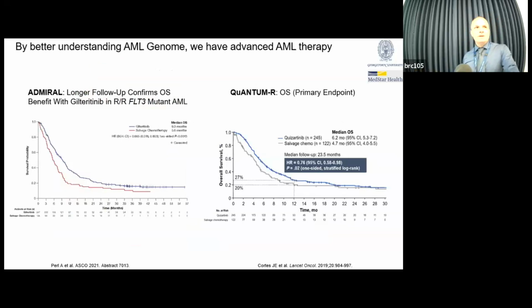This is important because from the therapeutic window, we can incorporate part of these medications. You have the result of the ADMIRAL trial incorporating gilteritinib, and you can see a significant improvement in the survival for patients when it's given as a single agent. To your right, you have the QuANTUM-R. This is quizartinib, and you can see again as a single agent a significant improvement in the survival of a disease that was historically connected with very poor outcome.